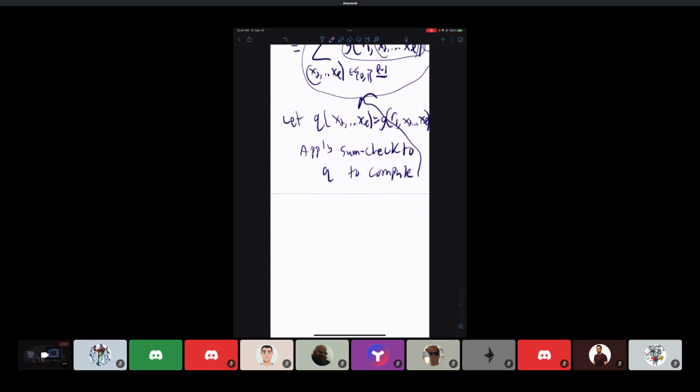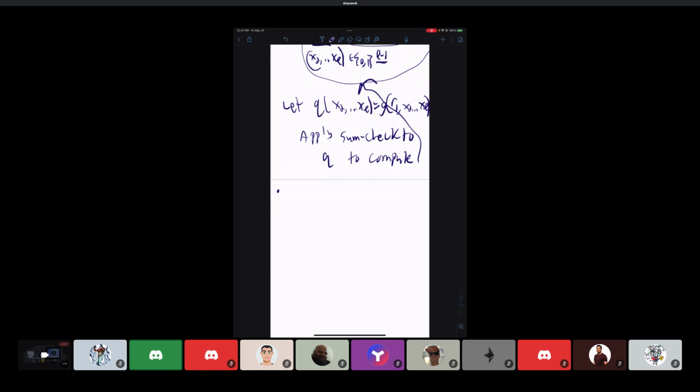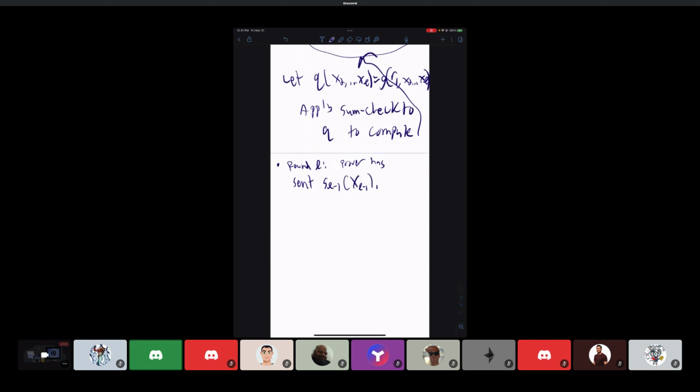In each round, another variable gets bound by the verifier to another random field element, and they just proceed through sum check. So let me describe the final round, just so you can see one more round than round 1. In round L, the prover has already sent in the previous round S_{L-1} of X_{L-1}.